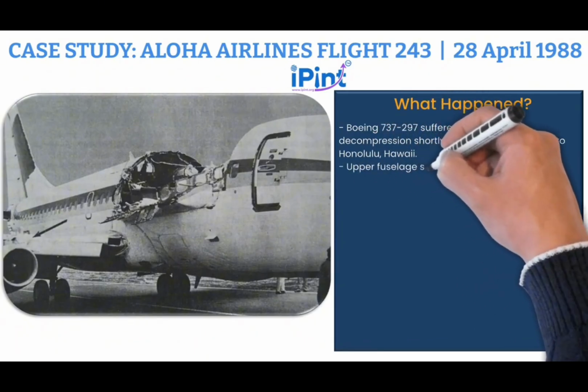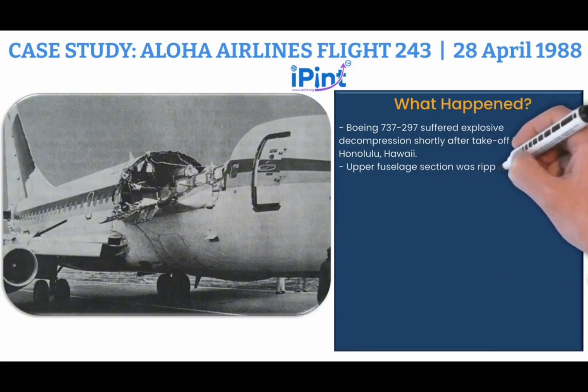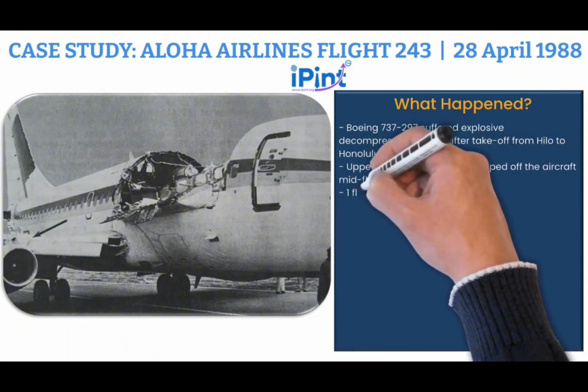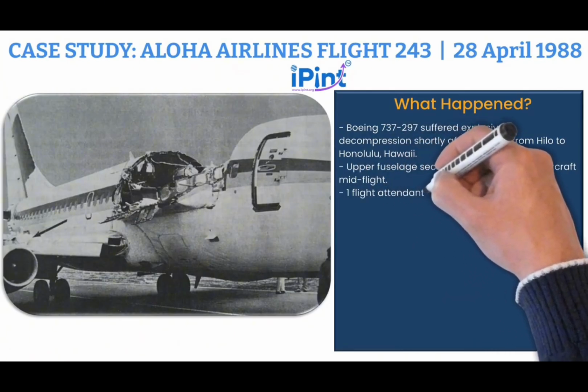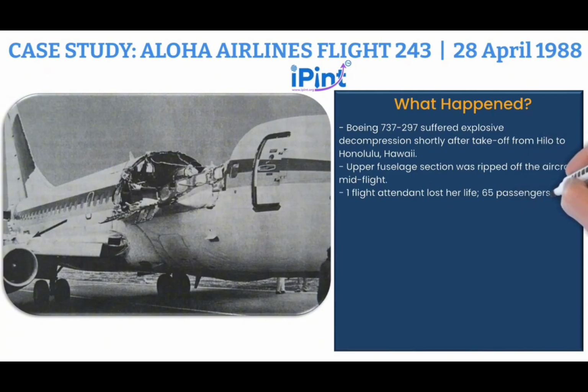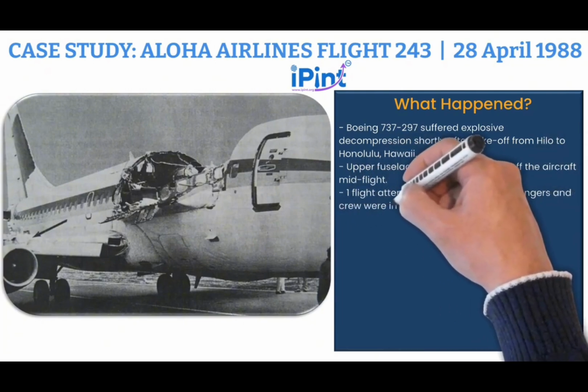One flight attendant was lost. 65 passengers and crew were injured. It is almost miraculous that the aircraft landed at all. The aircraft had been inspected the night before. So how did this happen?